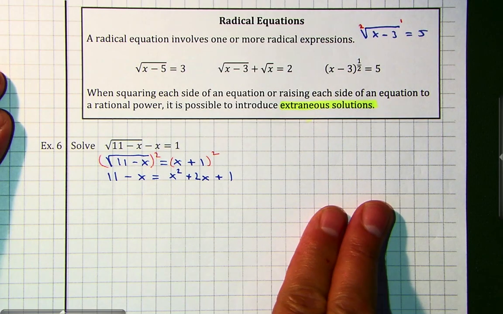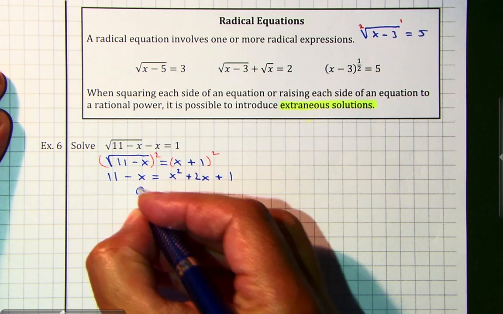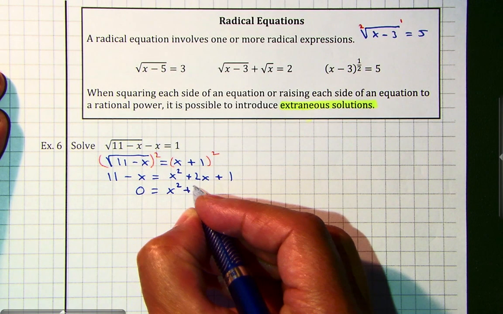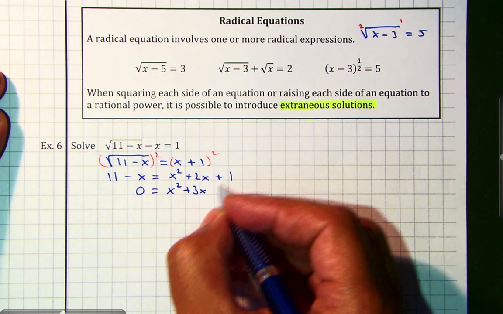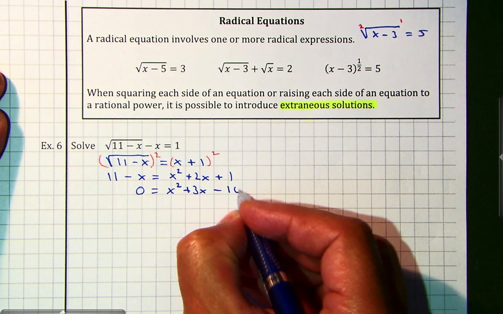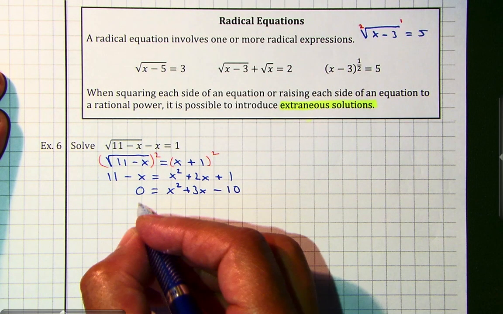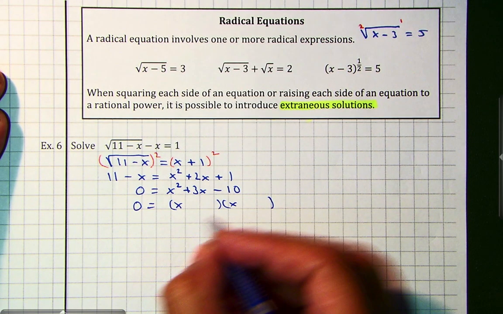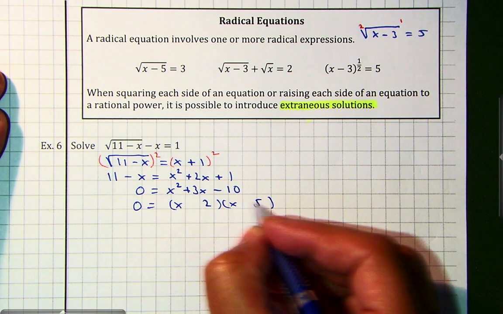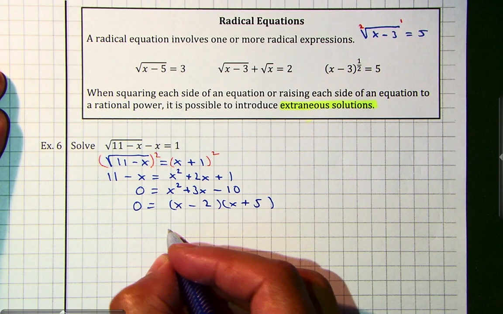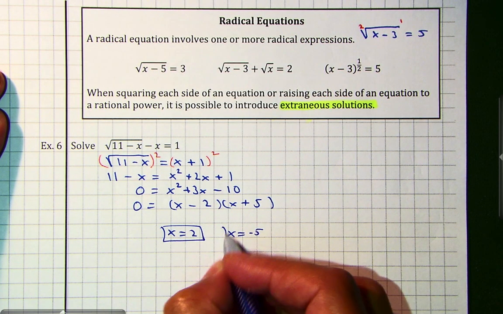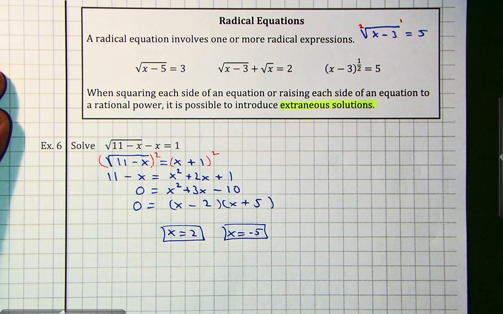Go and pause it. So I have 0 equals x squared. Move the x to the right, we can say positive, so it'll be 3x. Move the 11 to the right, we can say negative, so it'll be negative 10. And can we factor this out? x and x, 5 and 2, positive and negative. So therefore x equals 2, or x equals negative 5. And the only way to check is just plugging it back in. So I need to check each one.